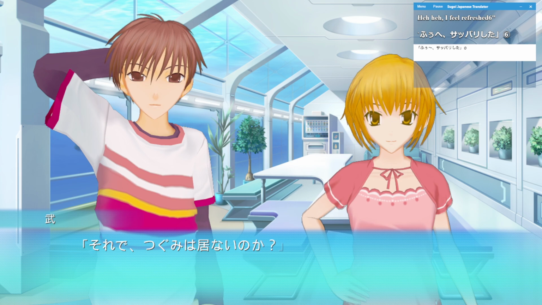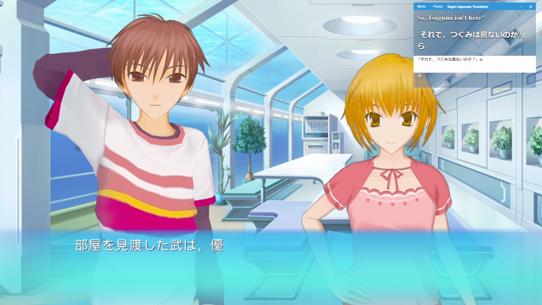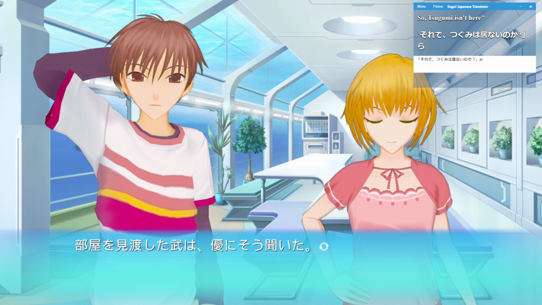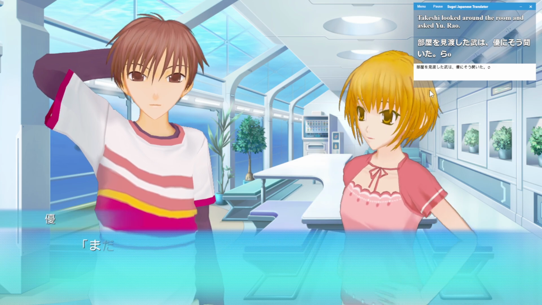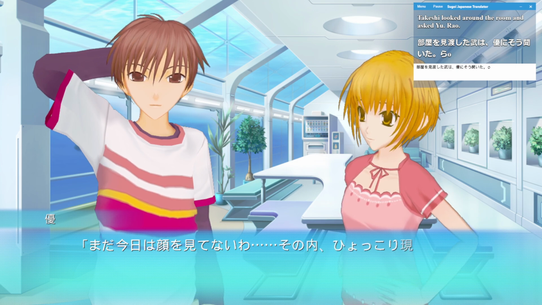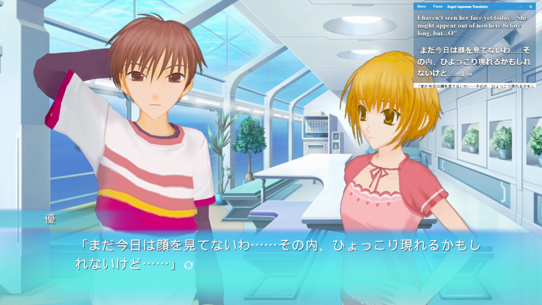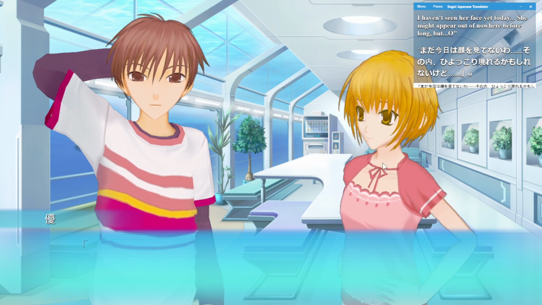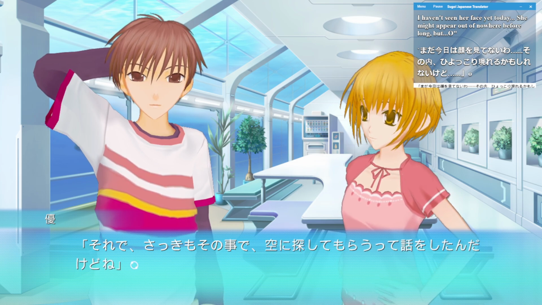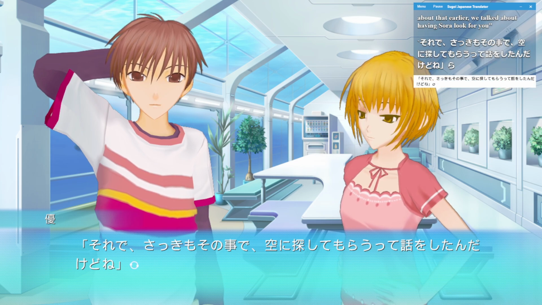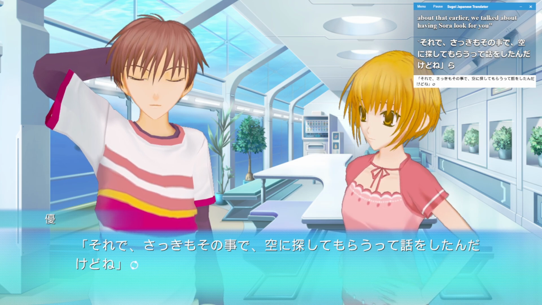Tsugumi isn't here? Takeshi looked around the room and asked you. I haven't seen her face yet today. She might appear out of nowhere before long, but about that earlier, we talked about Sora looking for her. Having Sora look for her.